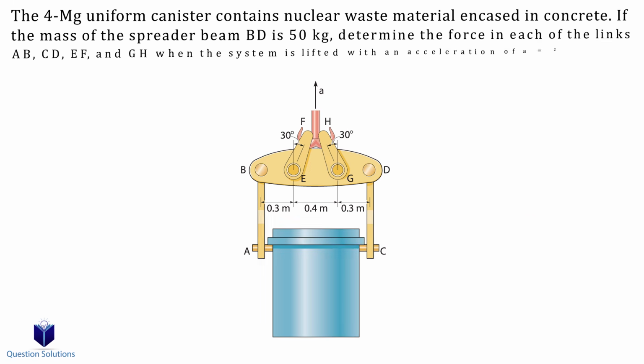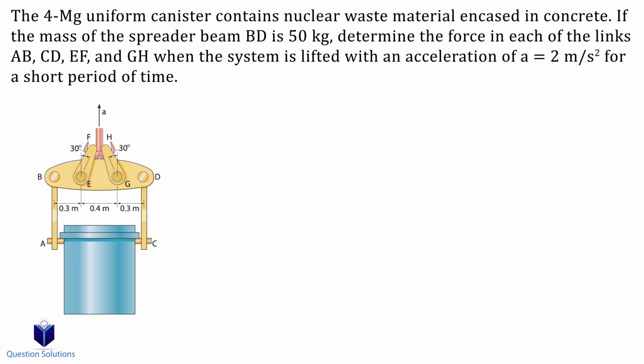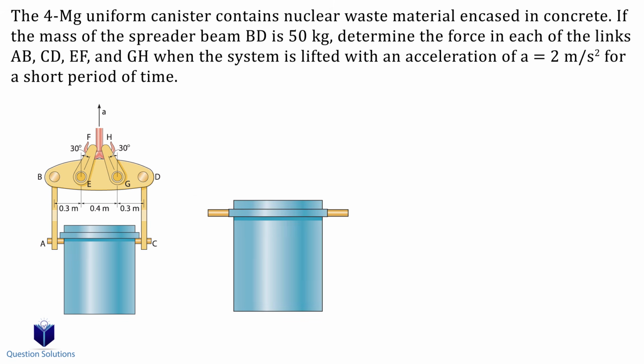Let's take a look at this problem where we need to find the force in the links AB, CD, EF, and GH. First, let's draw a free body diagram of the canister. The canister is held up by two links, AB and CD. Each will carry a force. The only other force affecting the canister would be weight, which would be downwards.